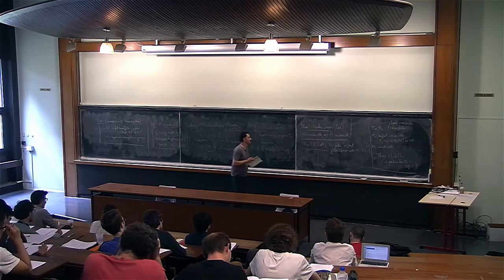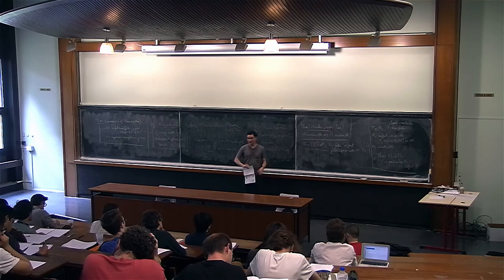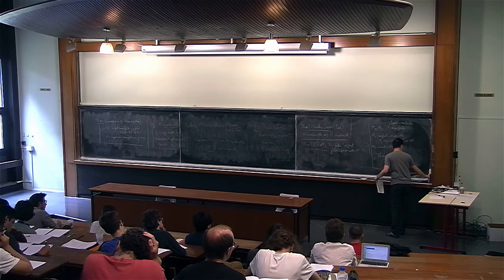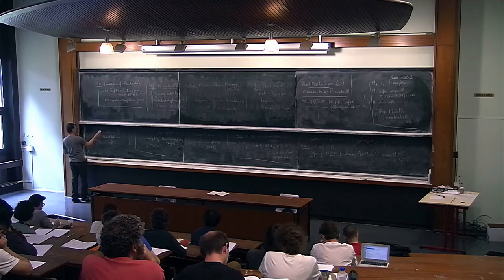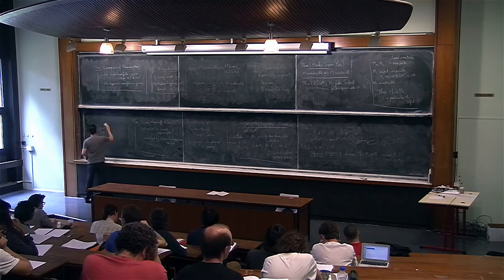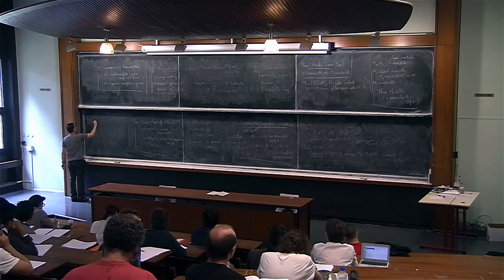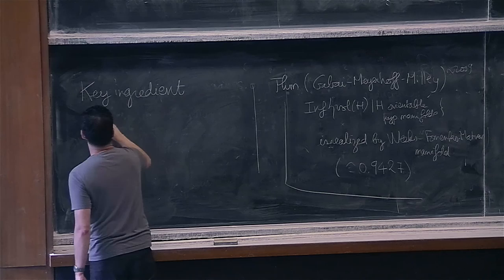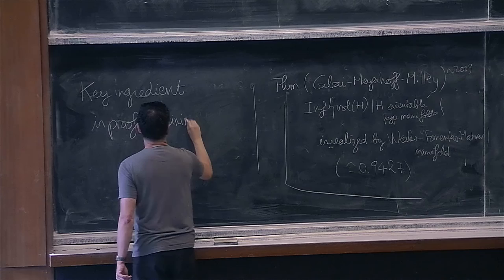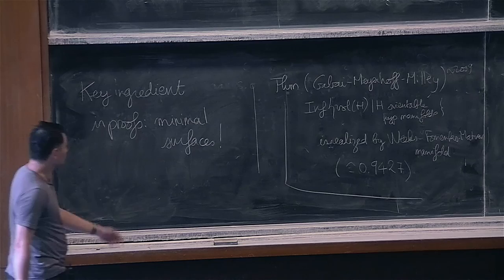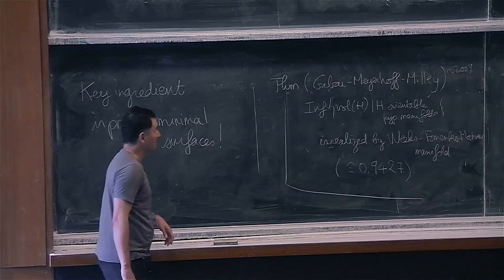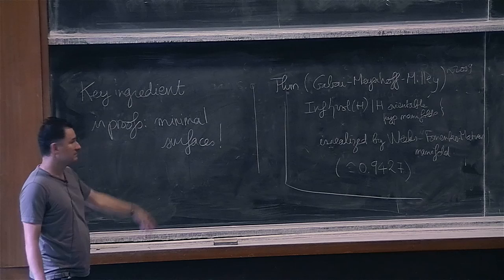And so what do those two theorems have in common? They have in common the method of proof. And this is the real reason why I am telling you about all this. In both proofs, the key ingredient is minimal surfaces. So although the theorems are purely topological in their statement, in order to prove them, you use Riemannian geometry and you study minimal surfaces.